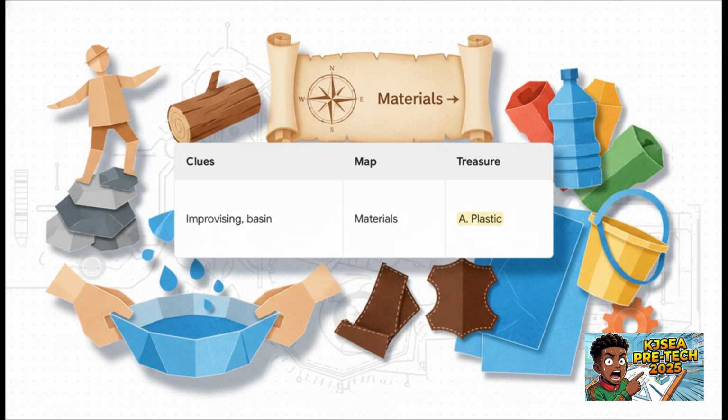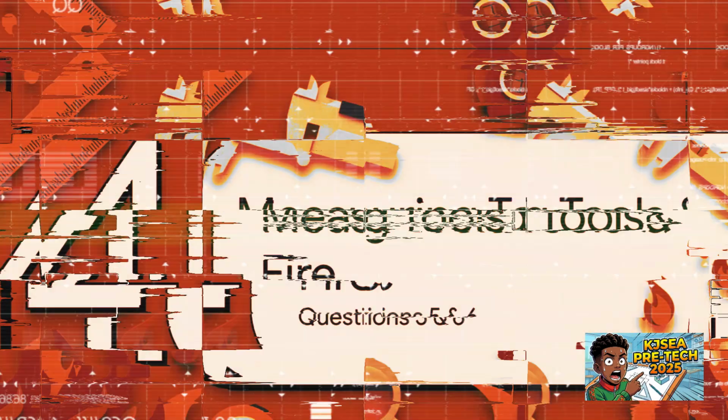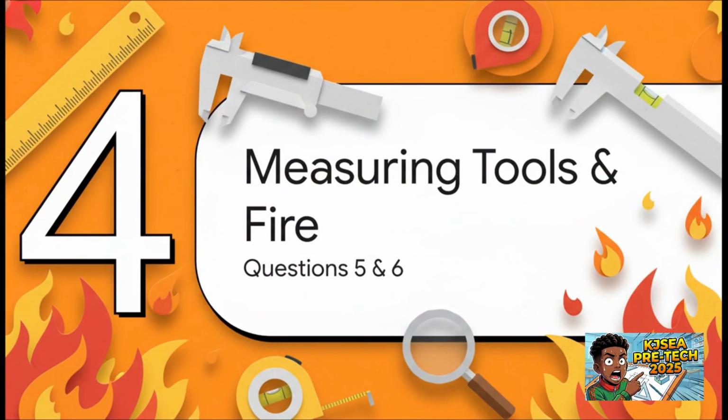So the undisputed winner is A, plastic. It's waterproof, it's lightweight, it's durable, and it's easily molded. Literally the perfect material for the job. On to Section 4, Measuring Tools and Fire.